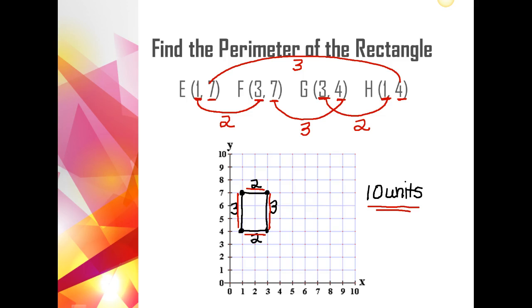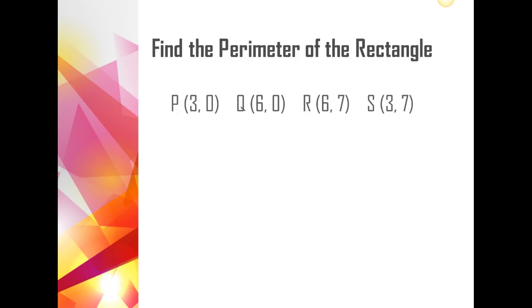Let's find the perimeter of this rectangle without drawing a picture. We will do so by calculating the distance from point to point. If we go from P to Q, we can see that it is the x value that changes and the y value remains the same. The change in x, or the distance from 3 to 6, is 3 units.